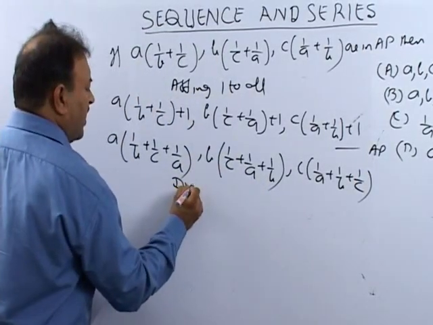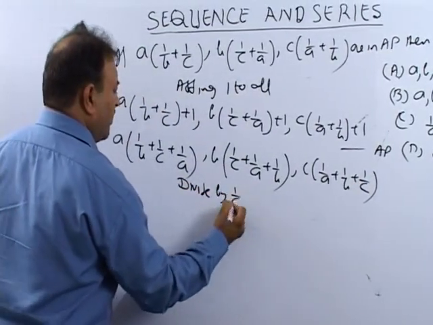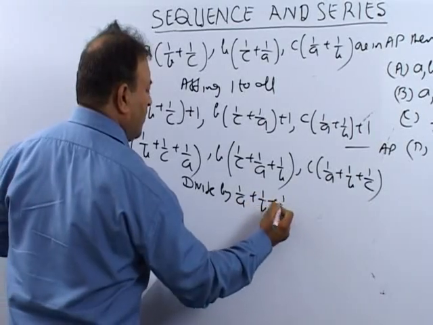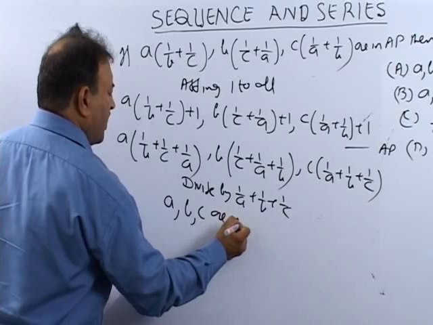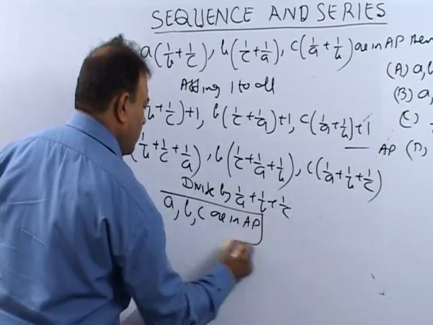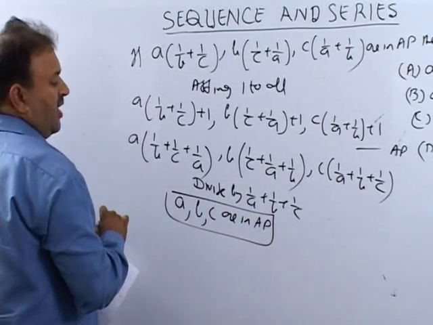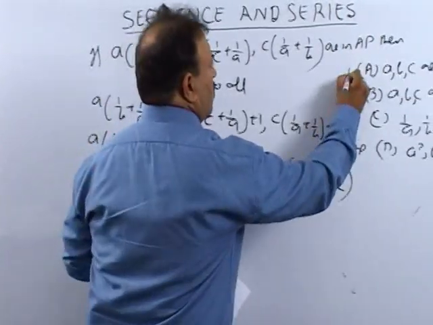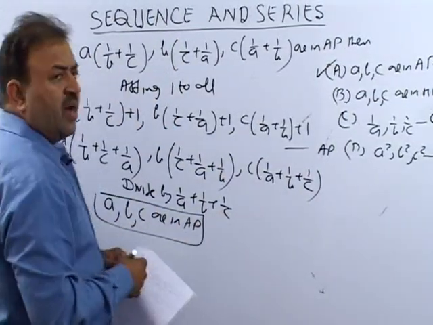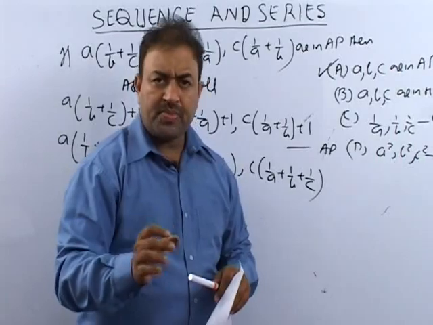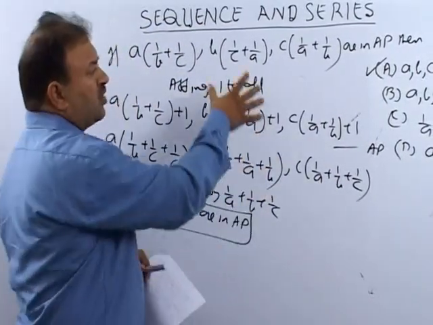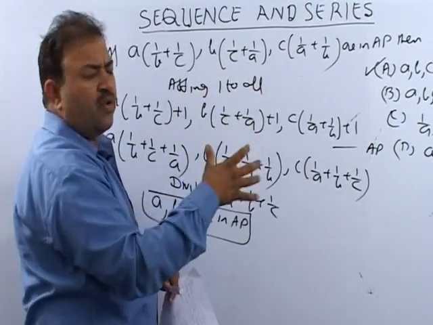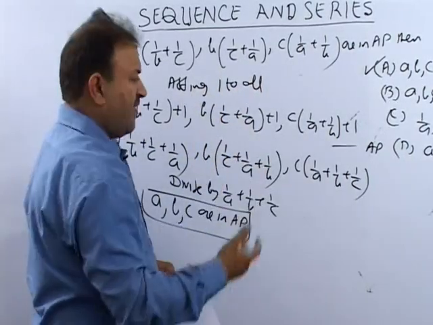अब हम क्या करेंगे, divide by 1 over A plus 1 over B plus 1 over C. A, B, C are in AP. The answer comes out to be A part. बस हर एक क्वेश्चन में हमें देखना पड़ता है हम क्या ऐड कर सकते हैं, हम क्या सब्ट्रैक्ट करें, क्या मल्टीप्लाई करें या क्या डिवाइड करें. So this thing becomes really easy for it.